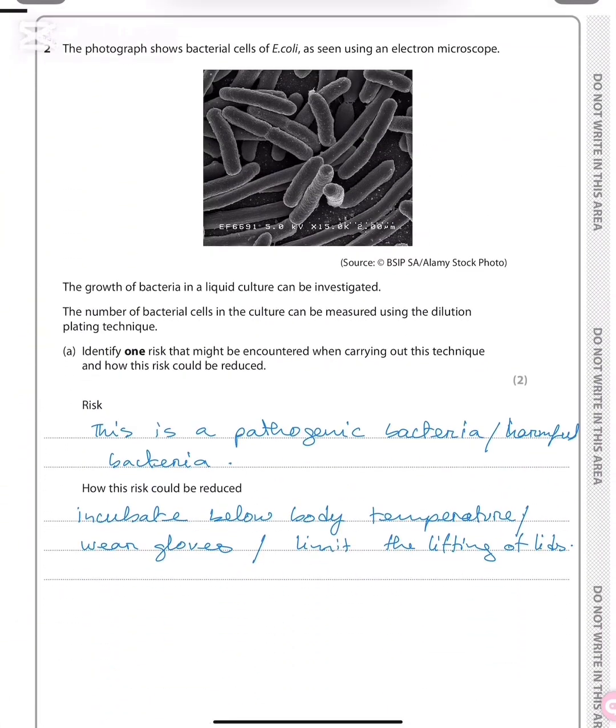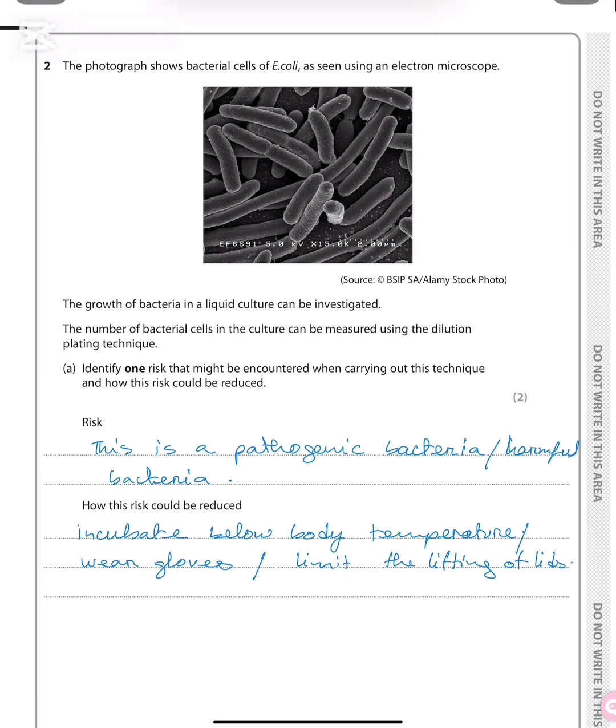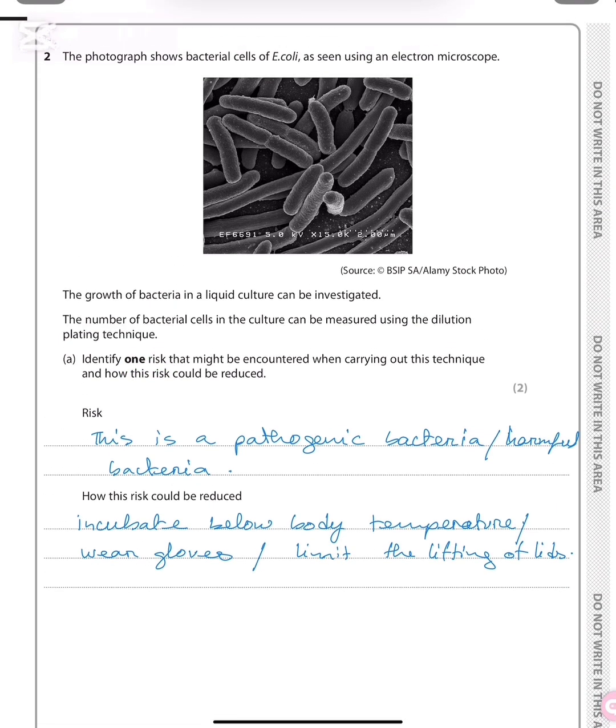Number 2. Here we are talking about bacterial cells named E. coli. The growth of bacteria in a liquid culture can be investigated. The number of bacterial cells in the culture can be measured using the dilution plating technique. Identify one risk. This bacteria is pathogenic.